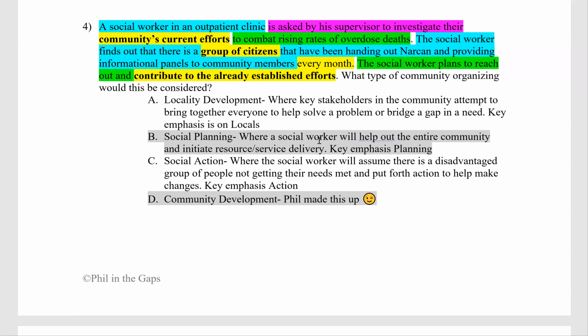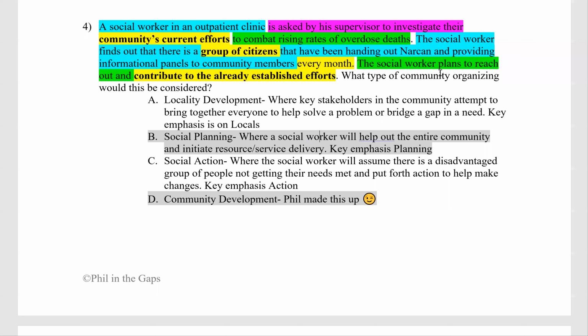So we're not going to be doing the planning and then somebody else carrying it out because they're already carrying it out and they're doing the dang thing. So we're not going to be able to plan something that has already been planned. So now we're in between A, locality development, or C, social action.